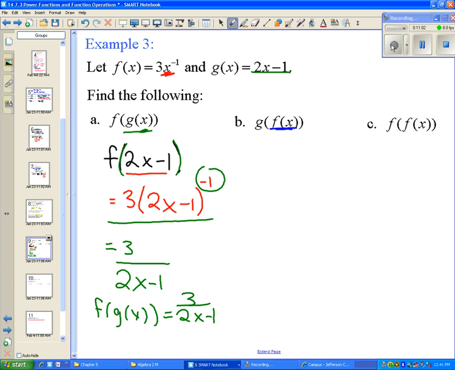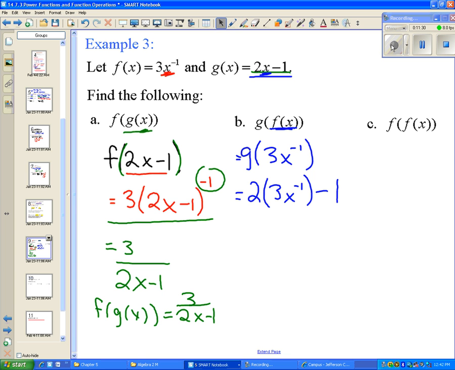So I want to start on the inside. What's f of x? I start by writing g of, well, my f of x is 3x to the negative 1 power. Well, what's my g? My g is now 2 of, well, what do I plug in for the x in my g? I'm going to plug in 3x to the negative 1. And then I need to finish off my g and write minus 1.